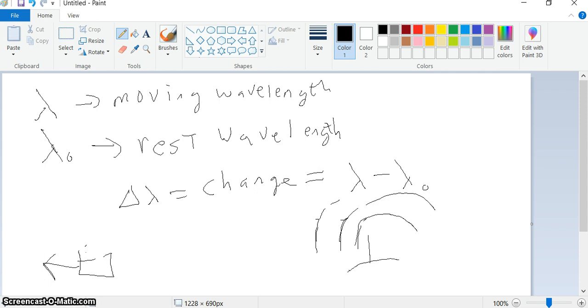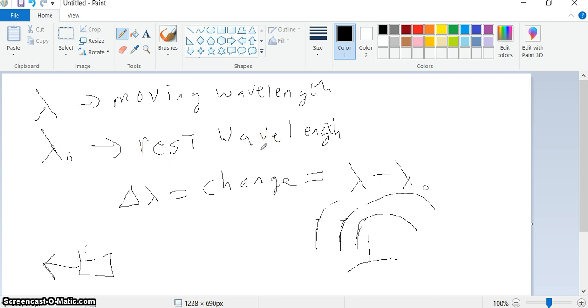Okay, so this involves what's called the Doppler shift, or the Doppler effect, sometimes it's called. So let me go over the different variables for the Doppler effect. Lambda is the moving wavelength, and I'll explain what I mean by that. It's basically the wavelength that is observed when the source and the observer are moving with respect to each other, right? Lambda naught is the rest wavelength.